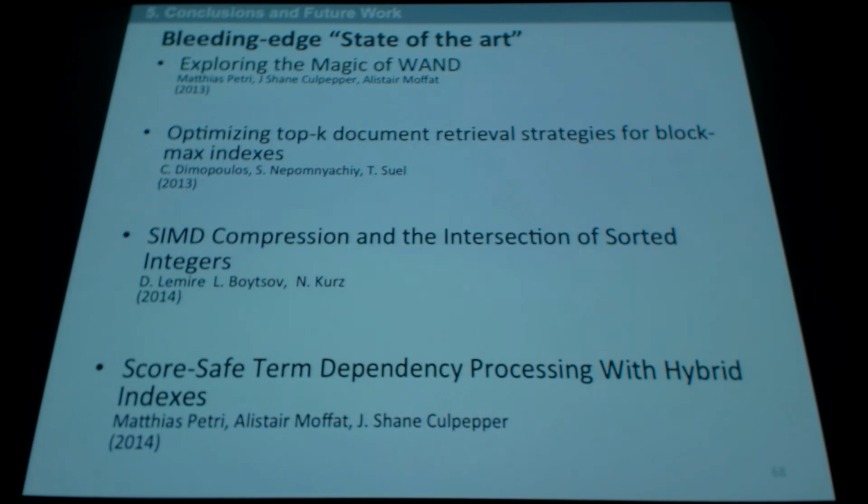If you like to test new compression schemes, this one from 2014 is a really, really good paper. It speaks about how to actually implement fast and efficient compression and decompression schemes. And score-safe term dependency processing with hybrid indexes. These hybrid indexes were a really cool idea. They represent some of the posting list as posting lists and the other parts as bitmaps.